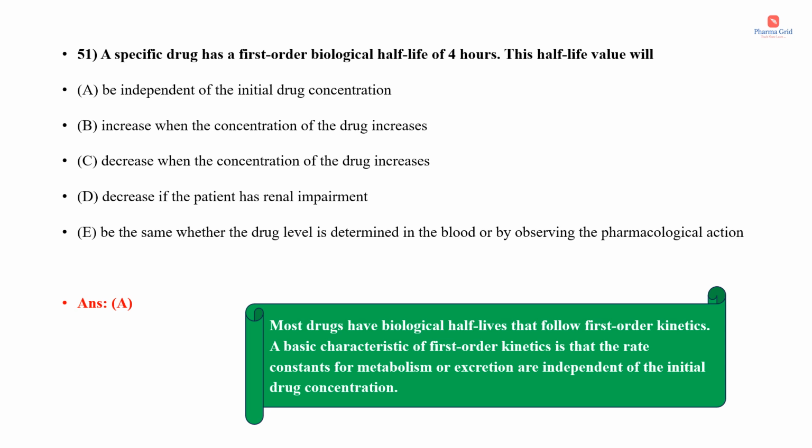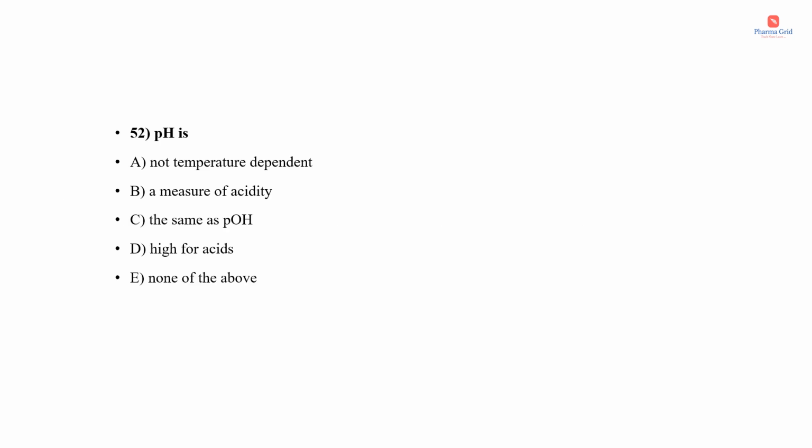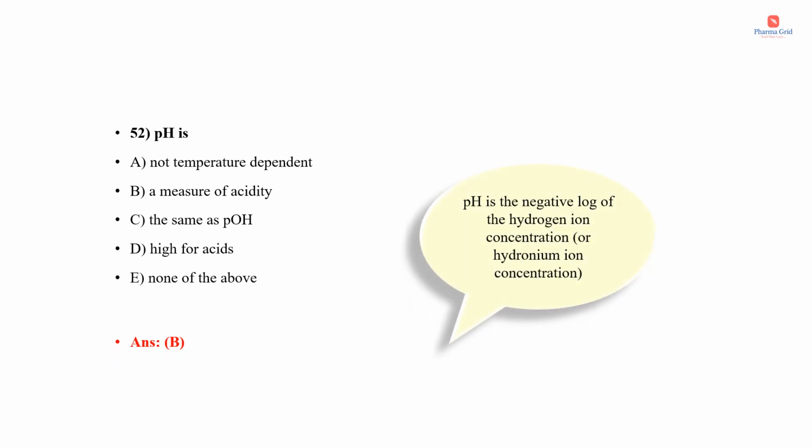drug concentration. Next one, pH is, the options are: not temperature dependent, a measure of acidity, the same as pOH, high for acids, none of the above. Here the correct answer is option B, that is pH is a measure of acidity. pH is the negative log of the hydrogen ion concentration or hydronium ion concentration.